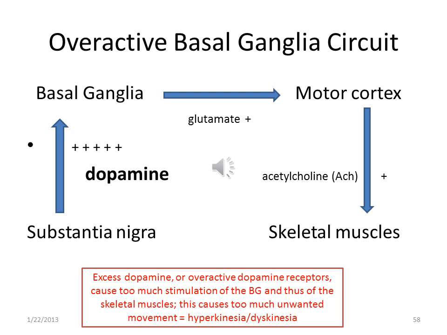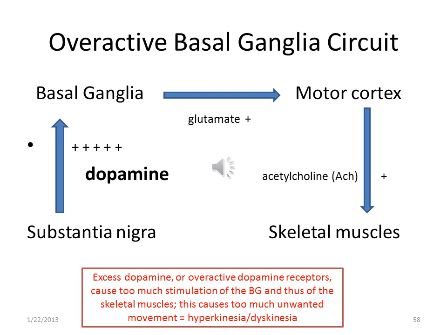This slide shows what happens when the basal ganglia circuit is overactive, possibly because there's too much dopamine produced, or because dopamine receptors become overactive or too numerous. This will cause excessive stimulation of the basal ganglia, which in turn will excessively stimulate the primary motor cortex, which will send too many action potentials to the skeletal muscles by way of the upper motor neurons and lower motor neurons. The signs and symptoms that this produces are described in the next few slides.